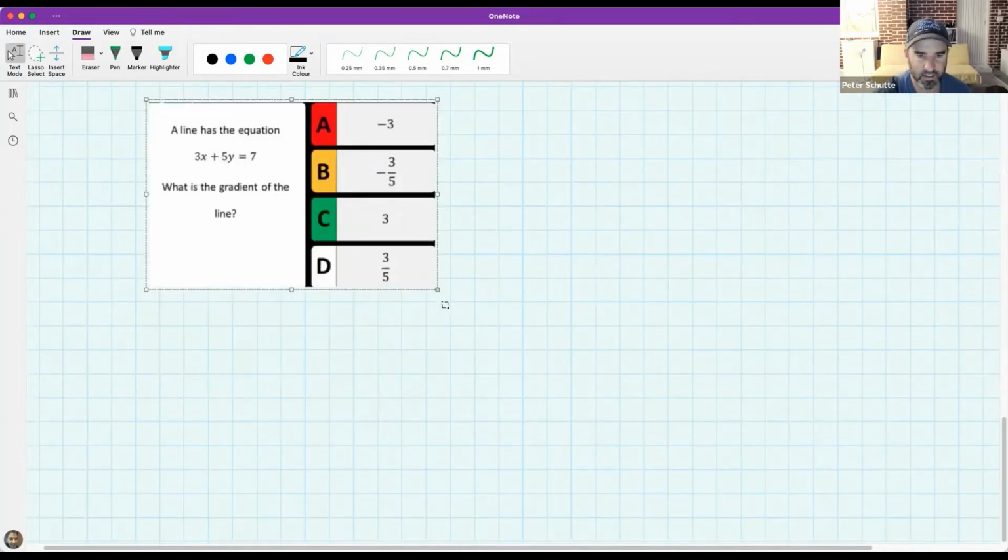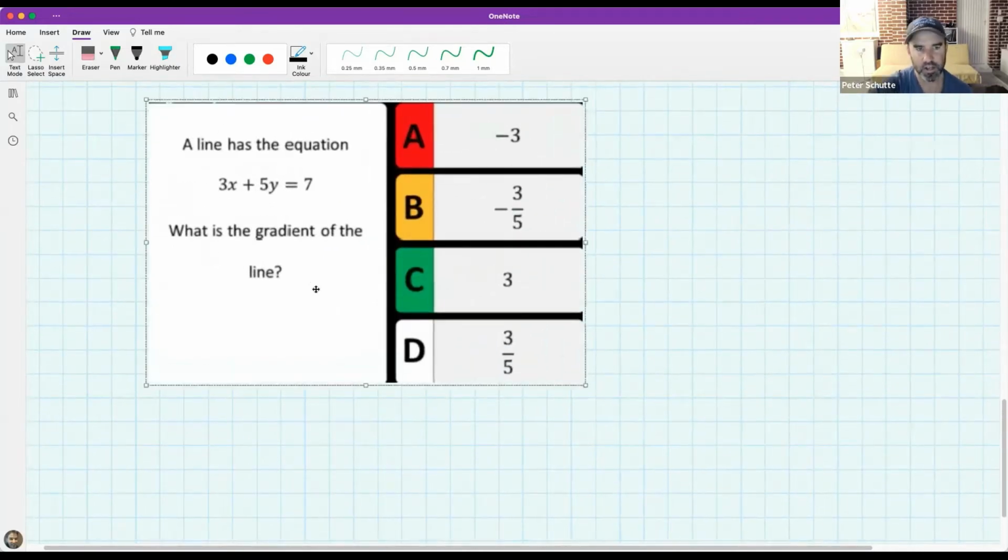It says a line has the equation 3x plus 5y equals 7. I want to know what is the gradient of that line. And now there's no picture. So think about what you know about straight lines, what you know about standard form, and see what you can work out, and then put your answer in the chat.